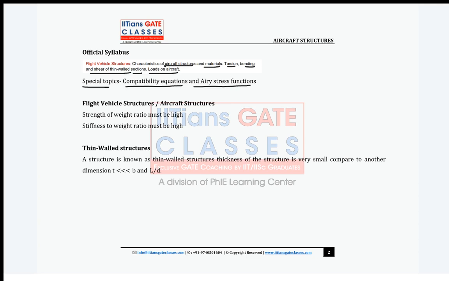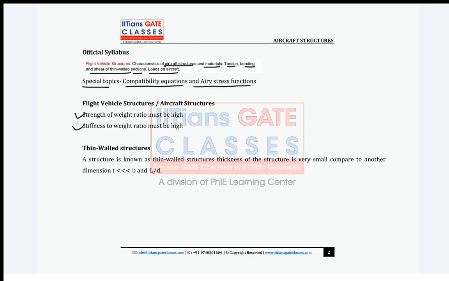So actually, what is the flight vehicle structure? We also call it aircraft structures. What are the fundamental requirements of a flight vehicle structure? Can anyone tell? It always requires a high strength to weight ratio, or you can say the strength to weight ratio must be high. At the same time, the stiffness to weight ratio must also be high, right?